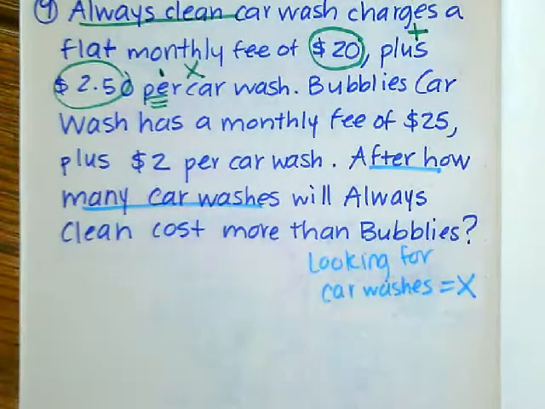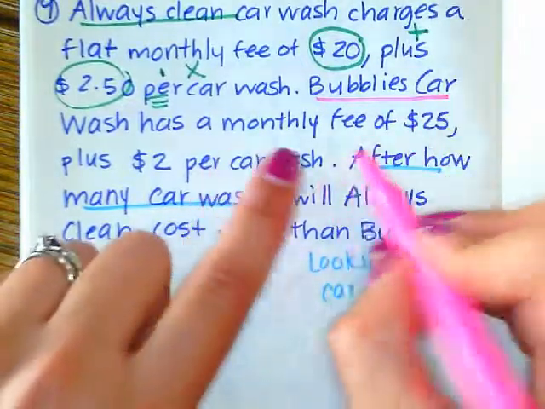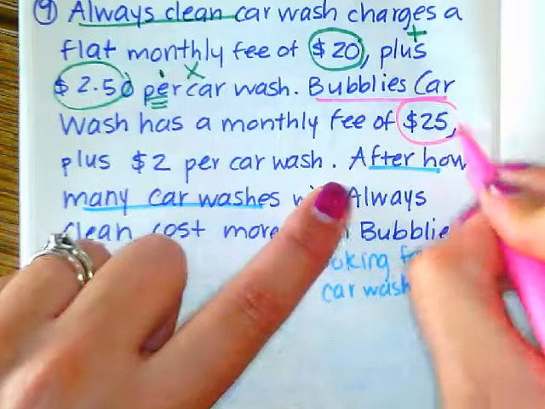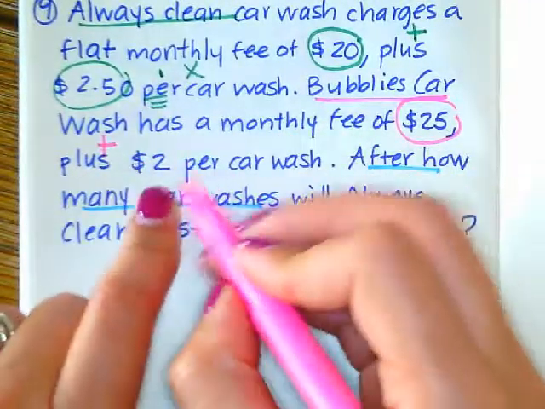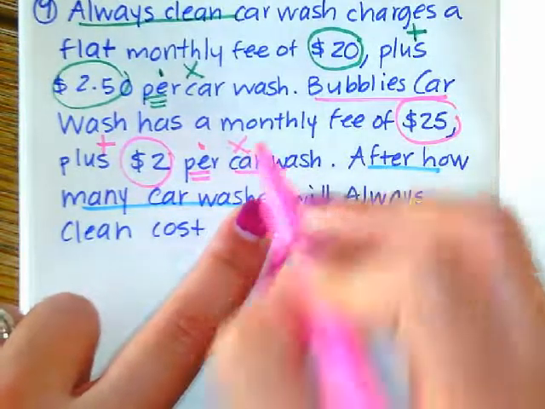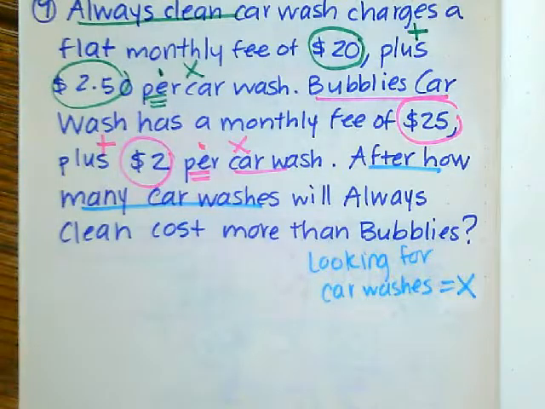Okay? Now for Bubbly's, I'm going to do the same thing. So Bubbly's Car Wash, monthly fee of $25. So again, the flat fee, plus, there's my plus, and then $2 per times car wash, which is my X. Okay? So I'm going to do the same thing I did with problem 8.